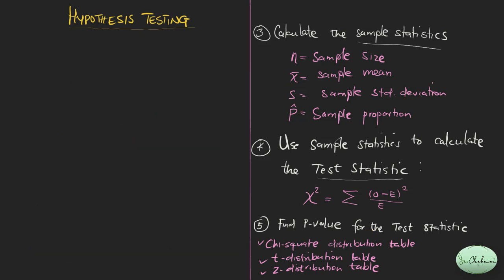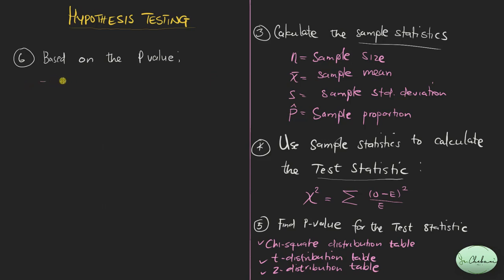Okay, so now let us move to step number 6. In step number 6, we make a decision based on the p-value that we calculated in step number 5. We make a decision, and we can go two ways.